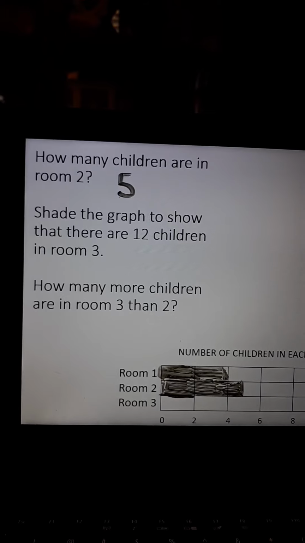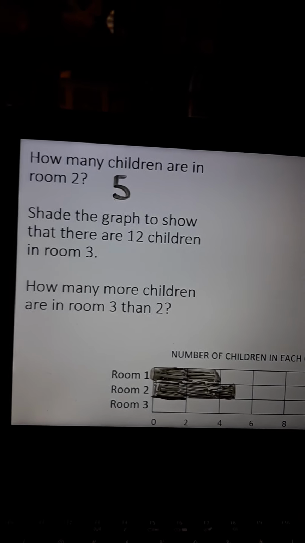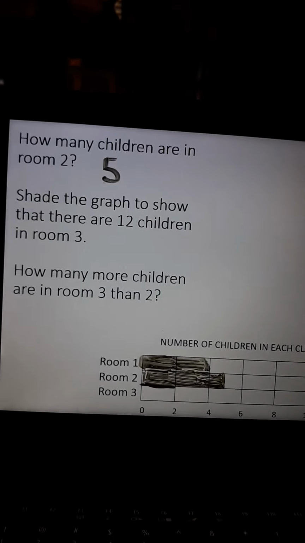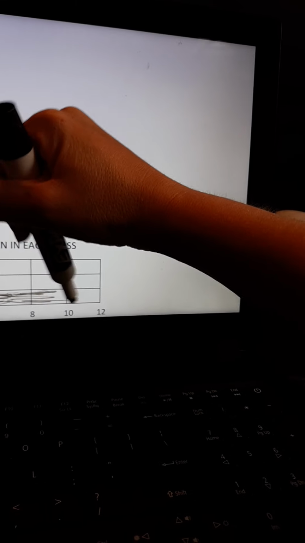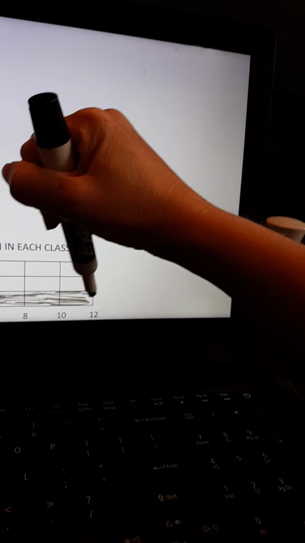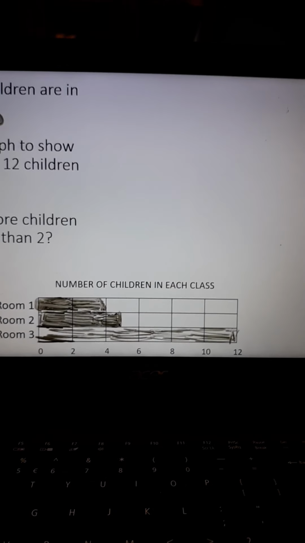Now, the next one, it says shade the graph to show that there are 12 children in room 3. So here's room 3. It hasn't been shaded. So I'm going to shade it all the way to room 12. And I know you guys can do a better shading job than that. Anyways, next question.